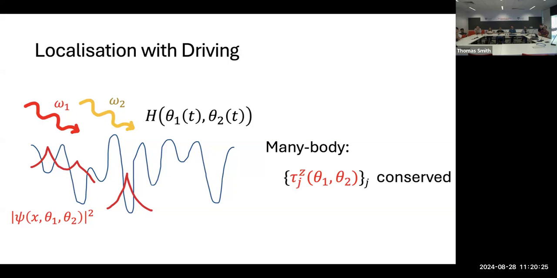So for the many-body version, it's saying that there are now explicitly time-dependent local integrals of motion, which in the Heisenberg picture are conserved. Meaning they commute with the Hamiltonian at that time. Right, the total time derivative of tau in the Heisenberg picture is 0. So that means the mean value of tau is actually not changing with time. So in the Heisenberg picture, they are static operators.